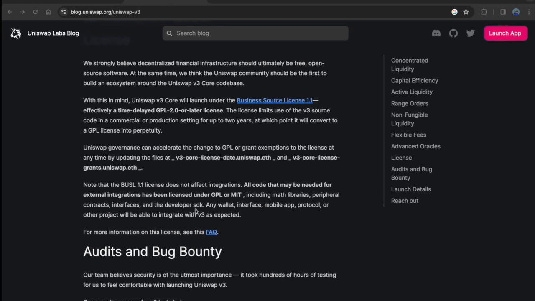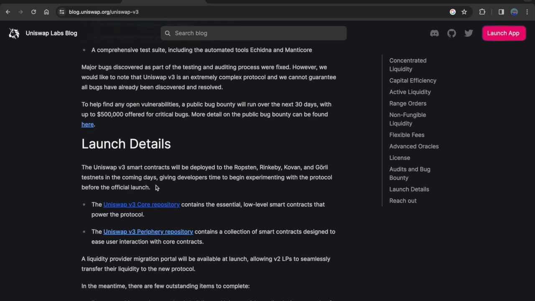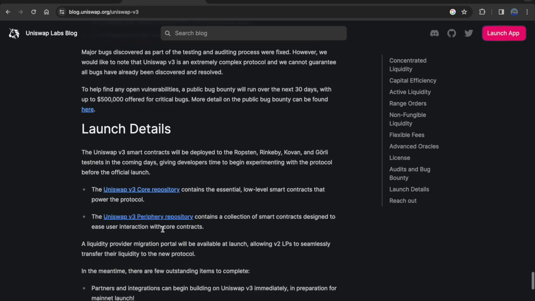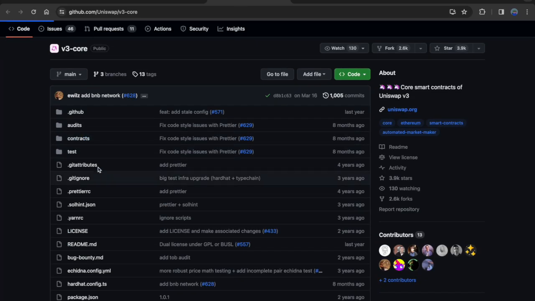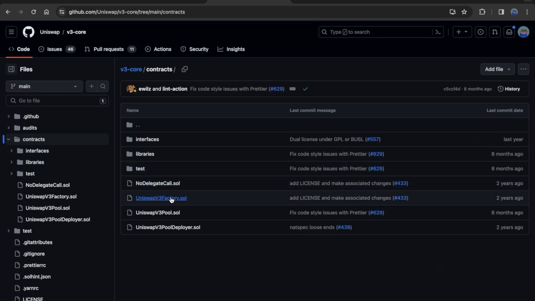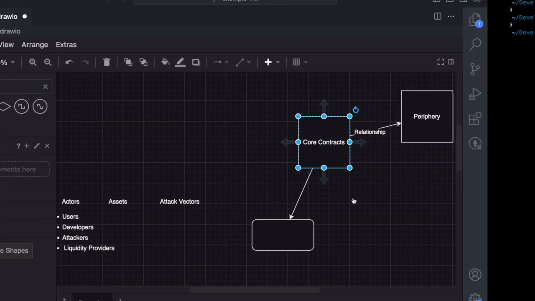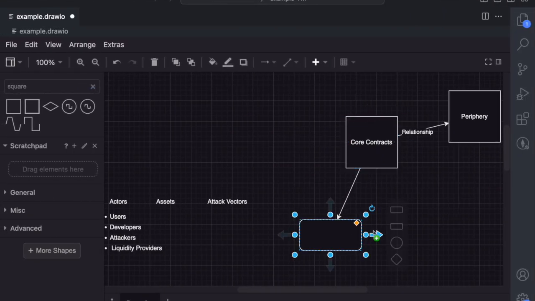So I'm not going to do all of them, but let's look at this core repository. Maybe the description, power of the protocol, contracts. Okay, so we have a factory, pool deployer. Those are just some small pieces.